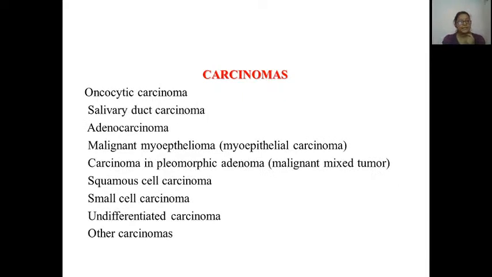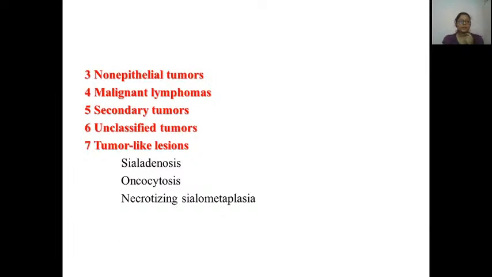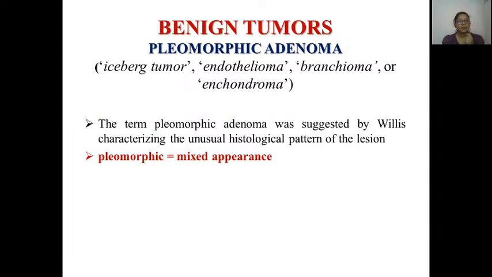Oncocytic carcinoma, salivary gland carcinoma, adenocarcinoma, malignant myoepithelioma, carcinoma in pleomorphic adenoma, squamous cell carcinomas, small cell carcinoma, undifferentiated carcinomas, and various other carcinomas. Other than adenomas and carcinoma, there are various non-epithelial tumors, malignant lymphomas, secondary tumors, unclassified tumors, and tumor-like lesions, which include sialadenosis, oncocytosis, necrotizing sialometaplasia. Now, I have discussed some common tumors here.